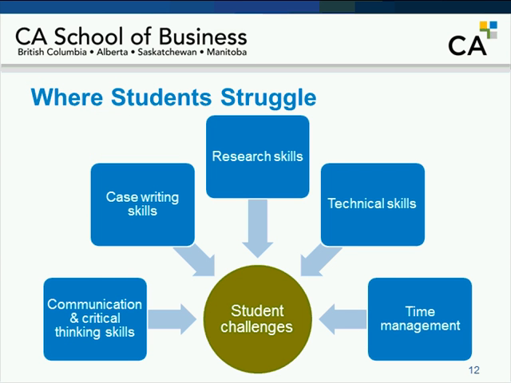So then the 5 most common areas where we typically see students struggling across all 5 of the CASB modules would include communication and critical thinking skills, case writing skills, research skills, technical skills, and the ability to manage their time.